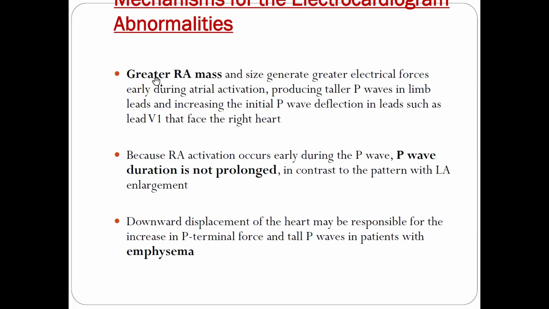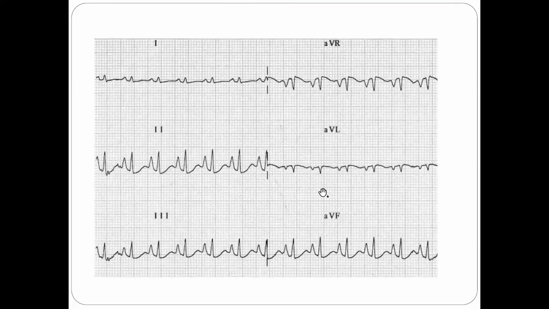As I've already said, the mechanism causing these ECG abnormalities in right atrial enlargement is the greater RA mass. Since the right atrium is more enlarged, with greater RA mass, it generates more electrical forces and thus produces taller P waves. Because RA activation occurs early, the P wave duration is not prolonged. If the duration is to be prolonged, it is mainly dependent upon left atrial enlargement. As you can see here, there are tall P waves in lead 2.